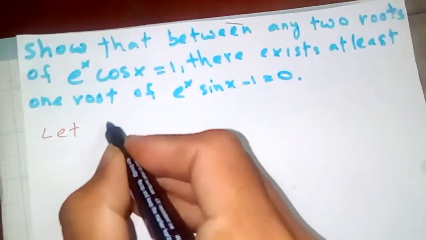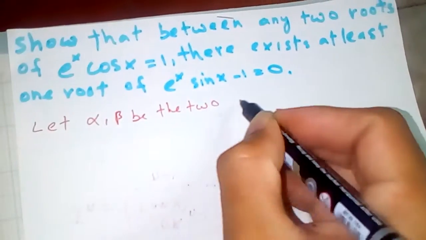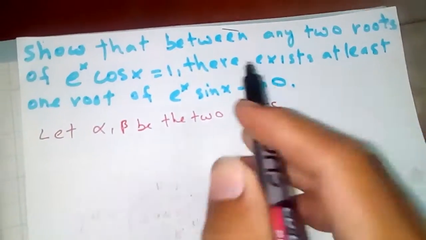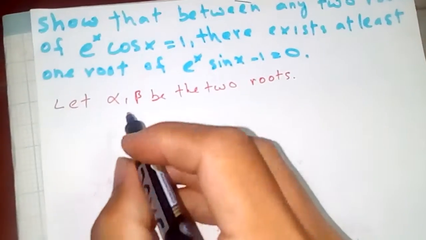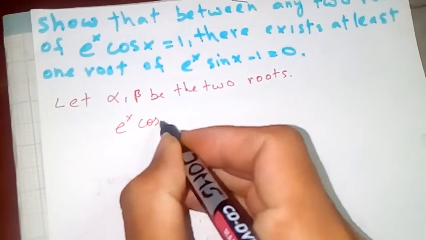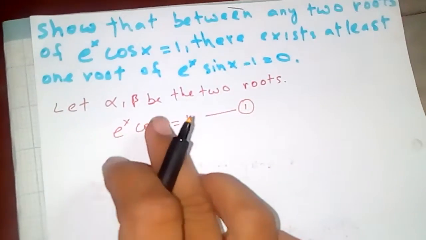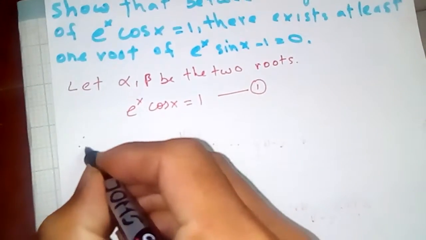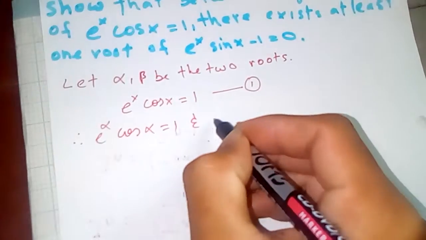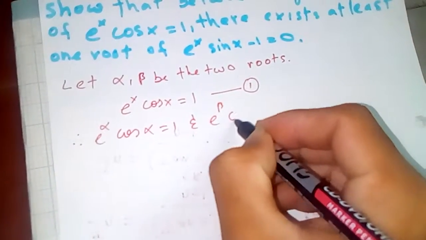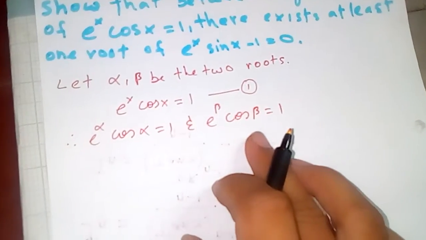So first of all, let alpha and beta be the two roots. Since it says two roots, from the equation e to the x cos x equal to 1, if you put the two roots, you get e to the alpha cos alpha equal to 1 and e to the beta cos beta equal to 1.